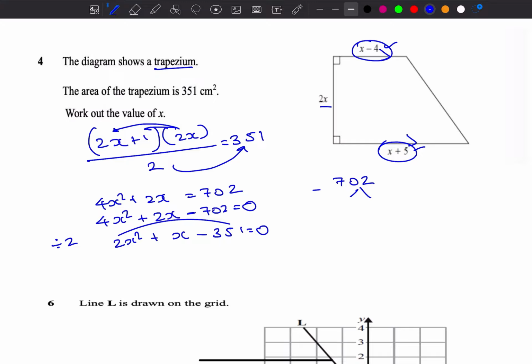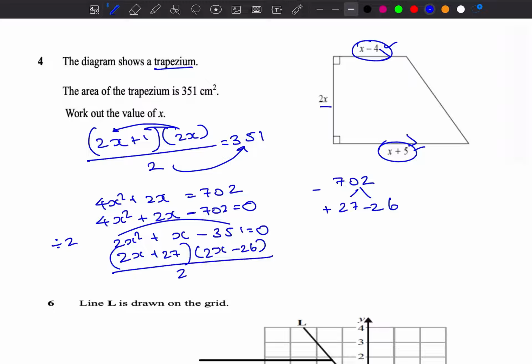That's a long number, isn't it? 702. So what's the square number that it's saying? 25, 26, let's check. 27, 27 and 26, that's it. Because you want x plus 27 and x minus 26. 2x plus 27. 2x minus 26.